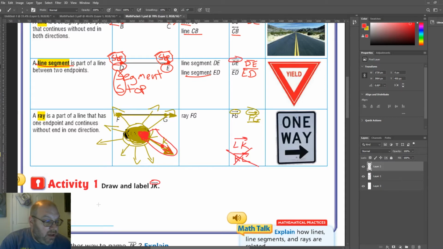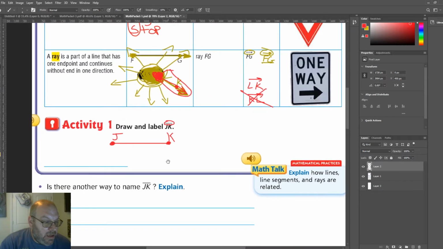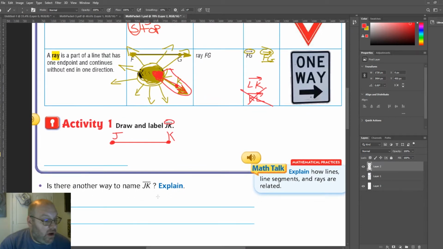So how do we draw that? We look up here at our line segment. Remember, a segment stops. So we have a stopping point. We draw a line. We have another stopping point, and we label it JK. Good? Now look at here. Is there another way to name JK?